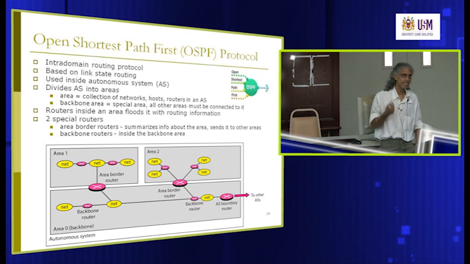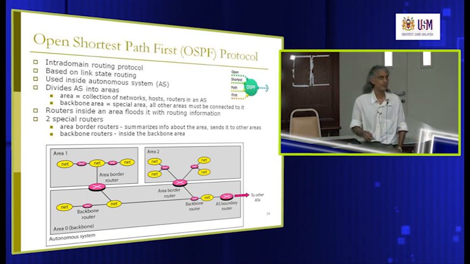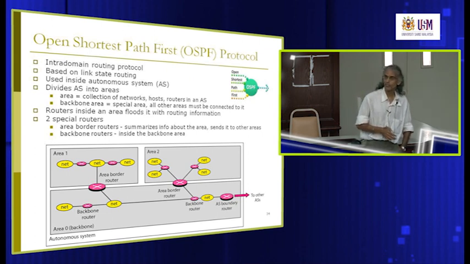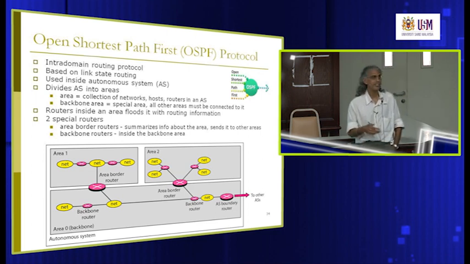Because remember, with link state routing, we have to flood the network with LSP packets. Right? So if I want to find out from all of you, say 200 of you, which one of you is the youngest, I ask you one by one. I have to ask every one of you, right? That's link state.